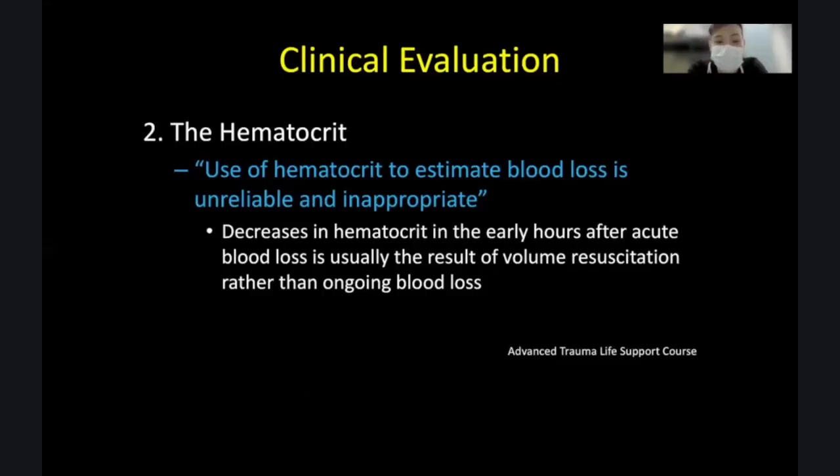Because if you have blood loss in surgery, then you infuse fluid, of course, your hematocrit will be diluted, or your blood would be diluted. Then there would be a decreased hematocrit level, even if you have already achieved the volume status that you want. So it's not that reliable to use the hematocrit level as an assessment tool for fluid balance.